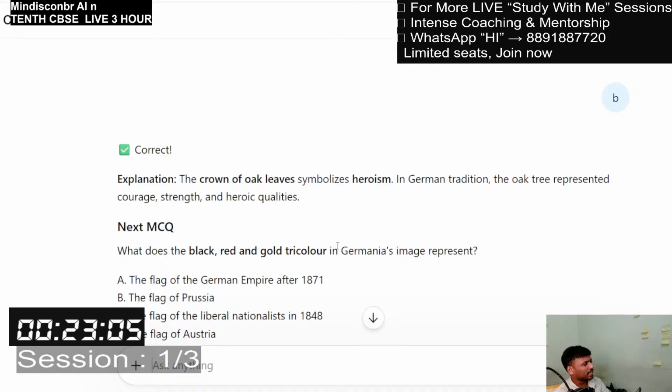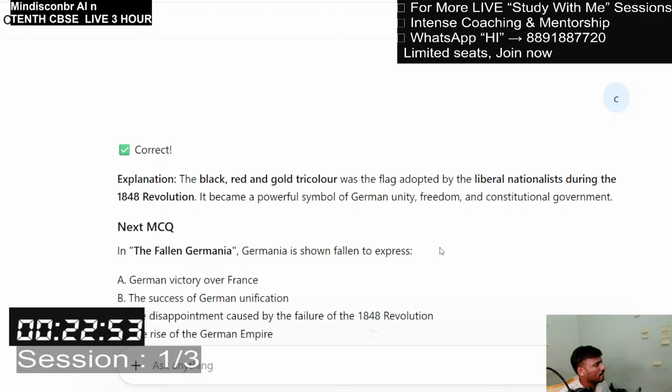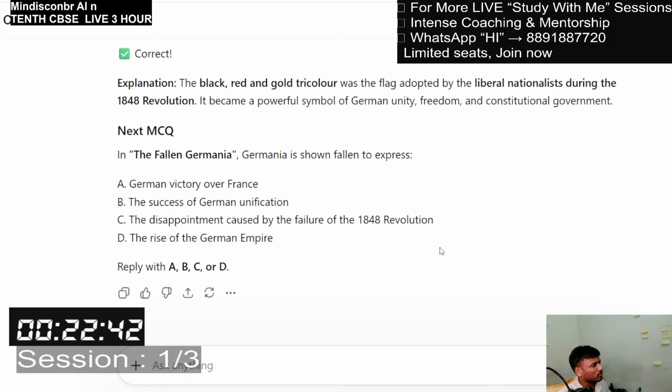What does the black, red, and gold tricolor in Germania's image represent? The flag of the liberal nationalists in 1848. The black, red, and gold tricolor was the flag adopted by the liberal nationalists during the 1848 revolution. It became a powerful symbol of German unity, freedom, and constitutional government.